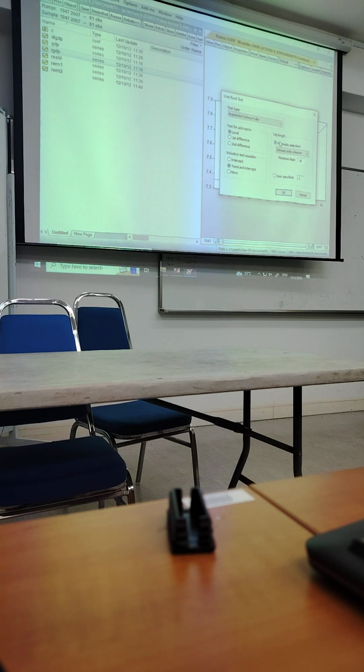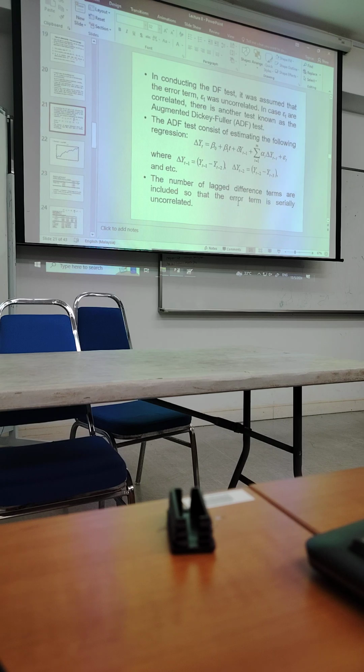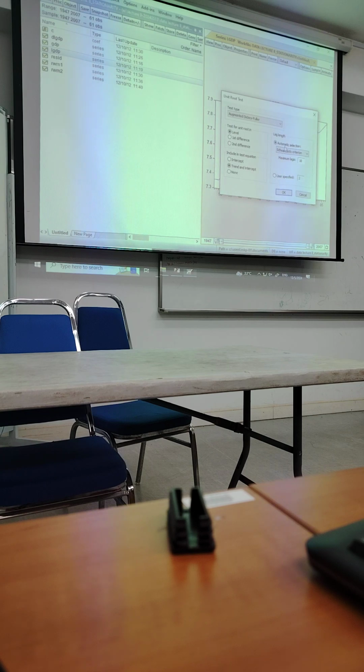And how about the m? Because we need to decide the m, right? For this augmented Dickey-Fuller, we set the number of m, the length of the lagged dependent variables on our right-hand side. So how many lags here? Is it 1 lag, 2 lags, 3 lags? It depends on the model selection criteria, so it is automatically selected based on the information criteria. By default, it is the Schwarz information criterion, which is logical because we only have 61 observations.